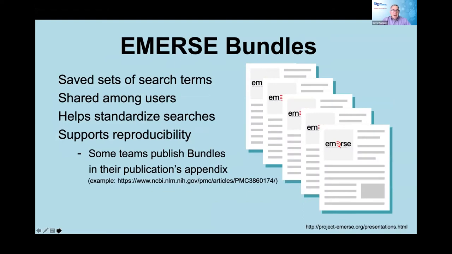EMERS supports a concept called bundles, which is a saved set of search terms. These can be shared among users. It helps standardize searches, and I think this gets at some of the things that have been discussed earlier, which is that it actually helps support reproducibility because you can standardize the way different groups are searching on different terms. So some teams have actually published their bundles in the appendix of papers, and that is even better for reproducibility because then you know exactly what terms they were using when they were searching through the notes.